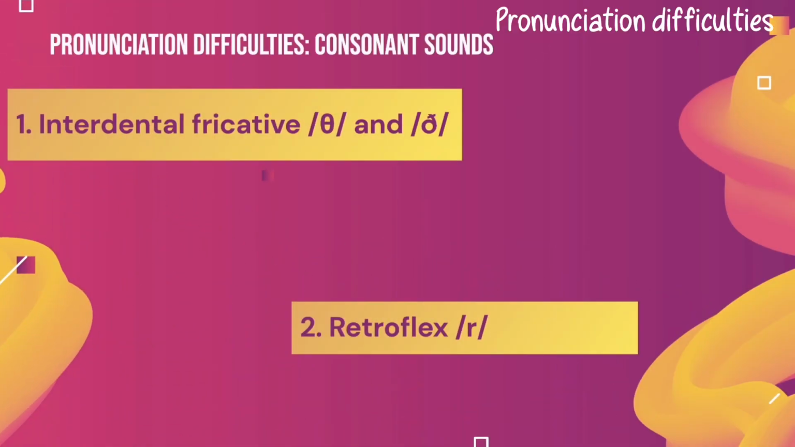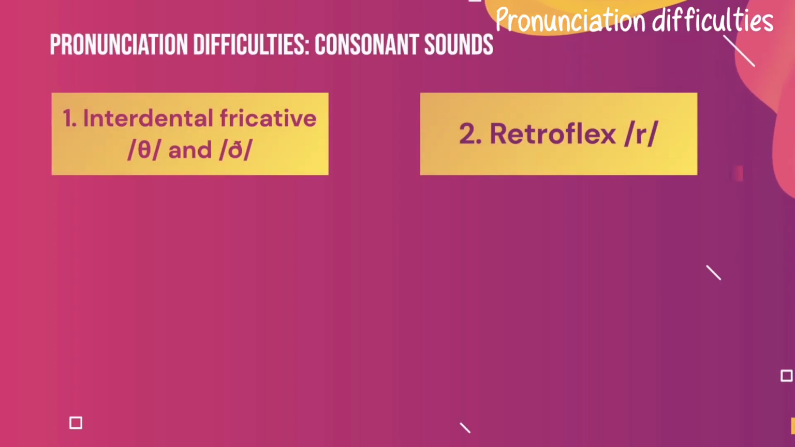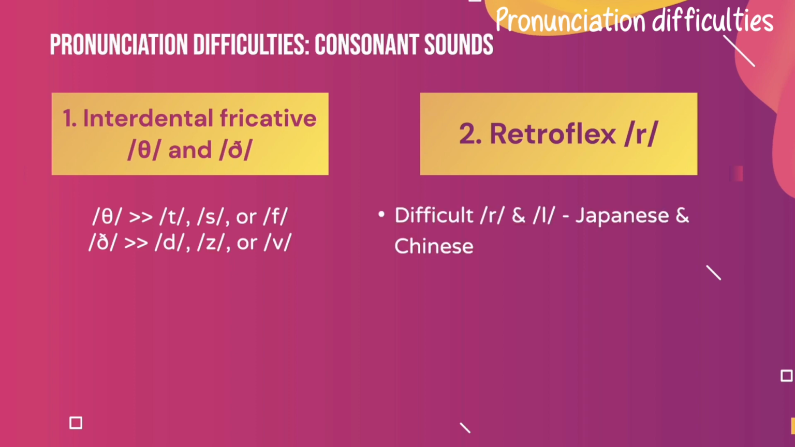The first one is pronunciation difficulty with the consonant sounds. Almost universally, ESL and EFL learners find the interdental consonants problematic, since this place of articulation is rare to be found in other languages apart from English. So for the voiceless th sound, it will be substituted with t, s, or f. For the voiced interdental fricative th, it will be substituted with d, z, or v.